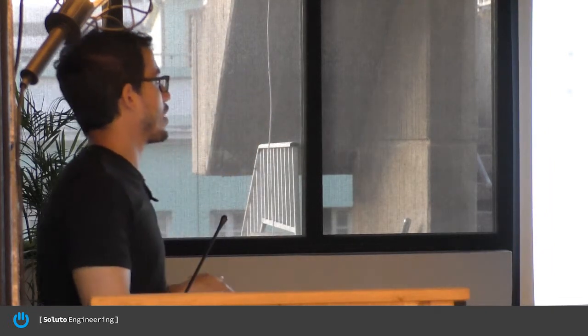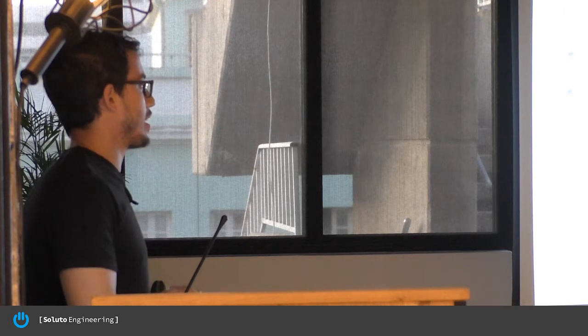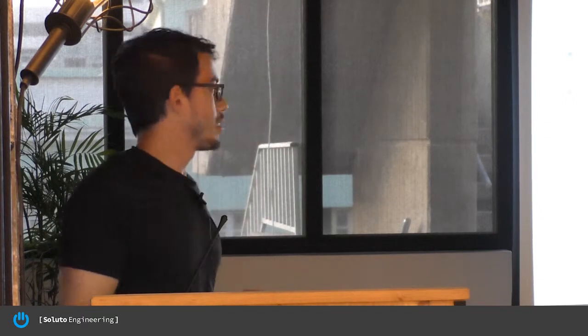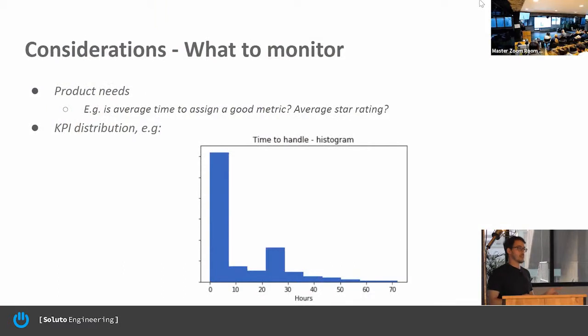Okay, so here we see the histogram of the distribution, and we see the hours from when the session started. So first question: we have sessions that took 10 hours. What does it mean? An expert and a customer actually chatted for 10 hours straight? Probably not. So do we want to monitor it just as an average, or do we want to think of different use cases and try to monitor those? So that's about the what to monitor part, which brings up a lot of different questions, product-wise and data-wise.